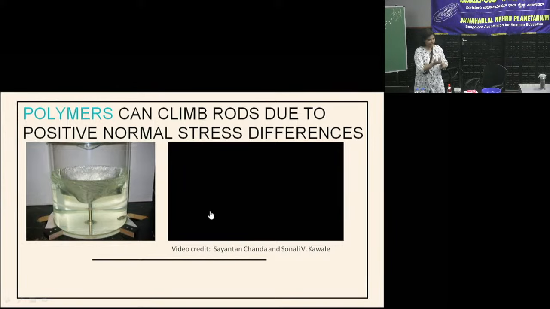And you can do it with egg yolk, you can do it with idli batter, you can do it with cake batter. Okay? And like Sayantan wrote, and I really like that, you think it's a liquid, but it can actually climb a rod like a monkey.